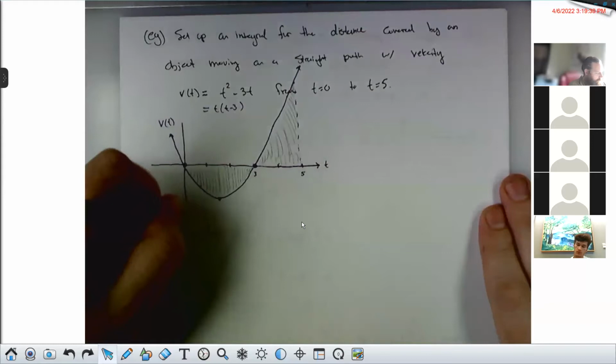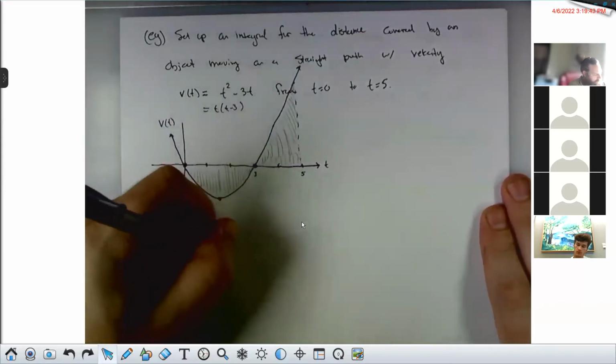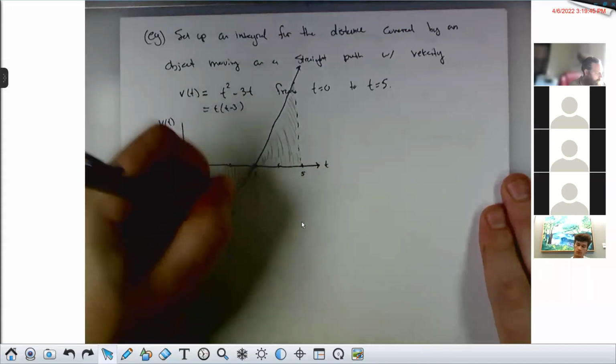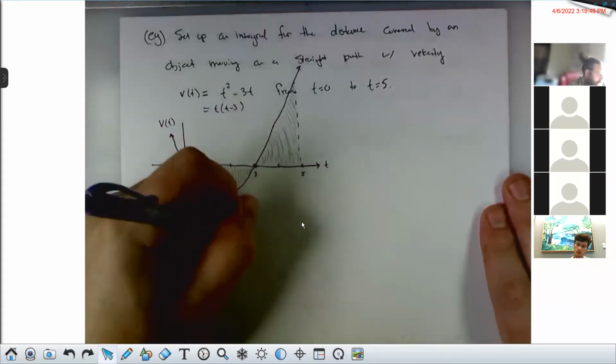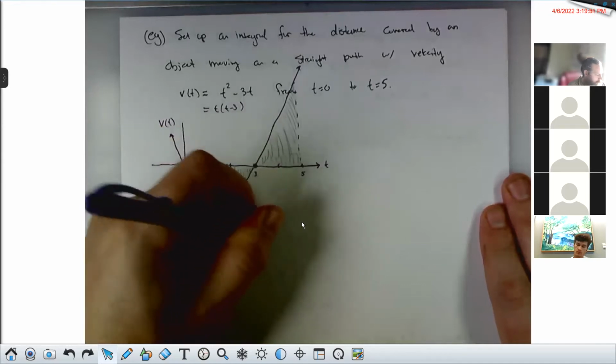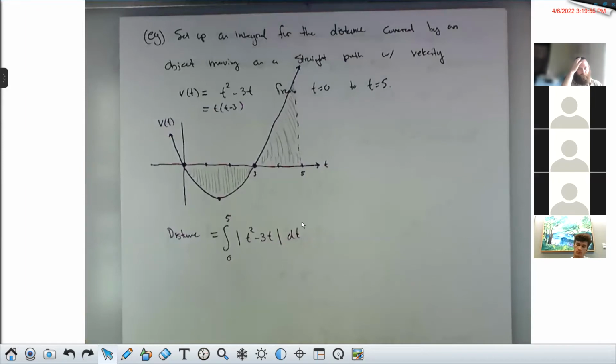The distance is the integral from 0 to 5 of the absolute value of t squared minus 3t dt. And the graph tells me how to do the split. I need to split at 3.